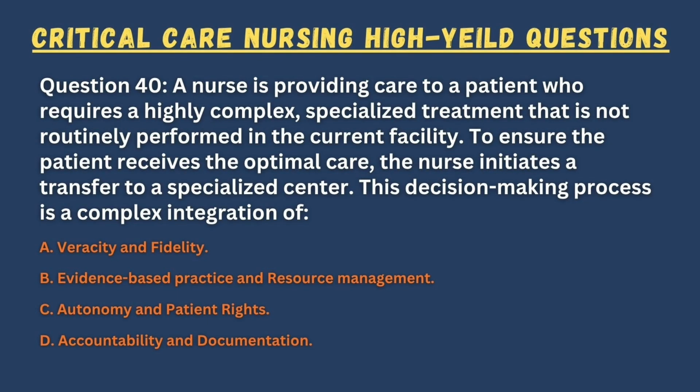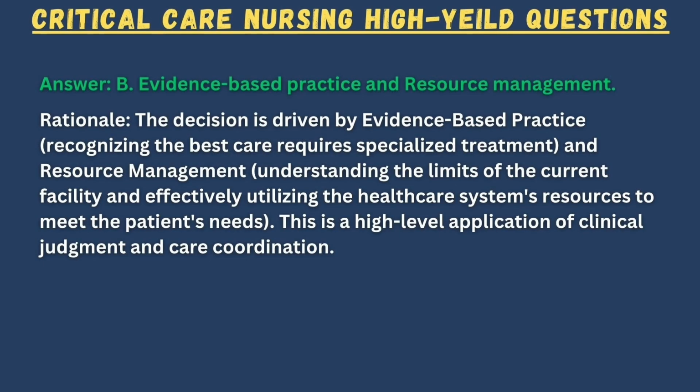Question 40. A nurse is providing care to a patient who requires a highly complex, specialized treatment that is not routinely performed in the current facility. To ensure the patient receives the optimal care, the nurse initiates a transfer to a specialized center. This decision-making process is a complex integration of A. Veracity and fidelity, B. Evidence-based practice and resource management, C. Autonomy and patient rights, D. Accountability and documentation. Answer: B.